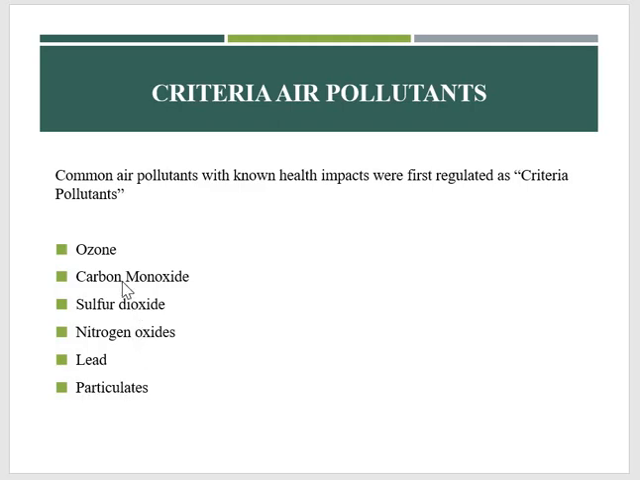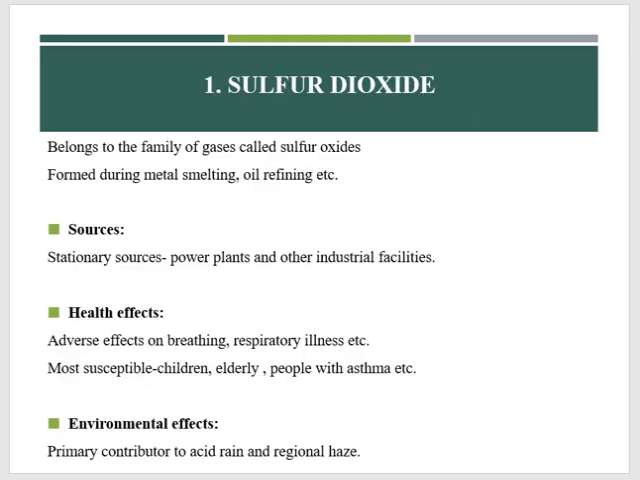Now you can see six criteria air contaminants, which are ozone, carbon monoxide, sulfur dioxide, nitrogen oxides, lead, and particulates. These six criteria air contaminants were the first set of pollutants recognized by the United States Environmental Protection Agency. Now, out of these six criteria air pollutants, we'll be studying in detail carbon monoxide, sulfur dioxide, and nitrogen oxides. Now, let's see one by one.